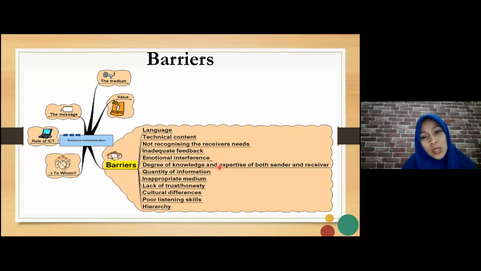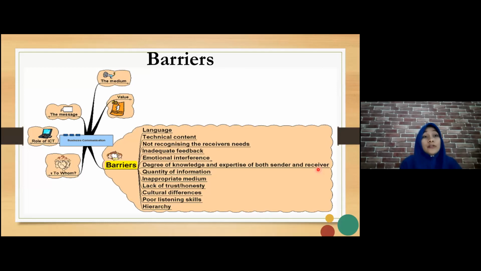And then the degree of knowledge and expertise of both sender and receiver could also be a problem in communication. The different knowledge, the different educational background, will influence whether there will be a barrier or not. For example, if you have a bachelor degree, you are a student at the university, and you communicate with, how do I say, a person that has just graduated from elementary school. It will be different, right?